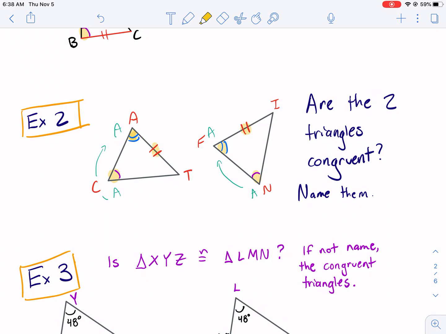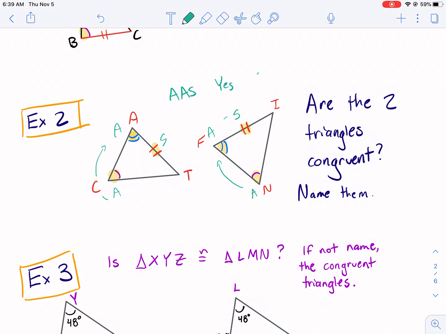Then we have a side that matches this side, so we have side. So this is side, angle, angle, or angle, angle, side, because it goes in order. We don't skip more than one thing. So we get angle, angle, side, yes. And what are the two triangles? Let's go purple to blue to red.